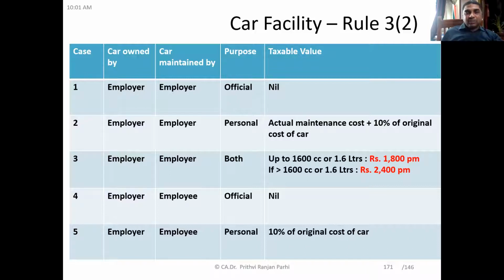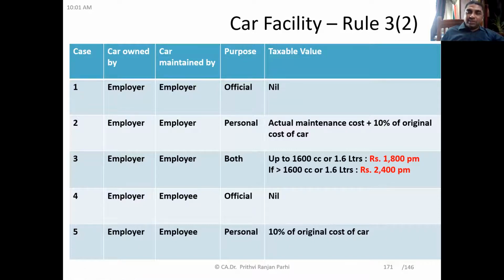Now imagine a situation. Car is owned by the employer, maintained by the employer, and the car is used for official purpose. Do you think it is a perquisite? Whether employee is getting any benefit out of this? No, sir. Consequently, taxable value is nil. Whenever car is used for official purpose, taxable value is nil because it's not a perquisite.